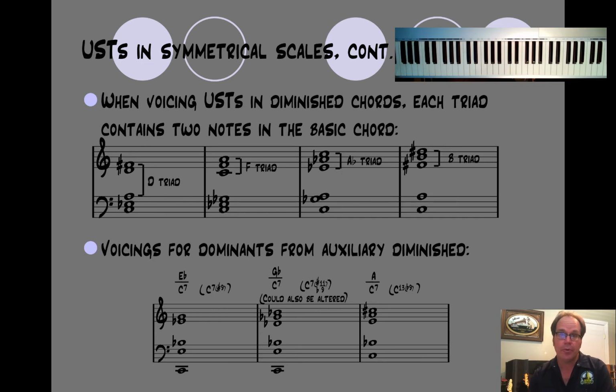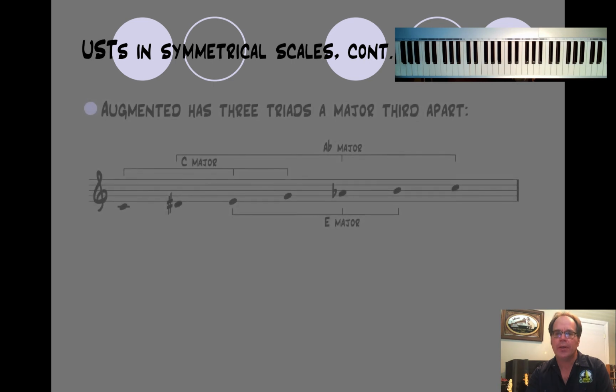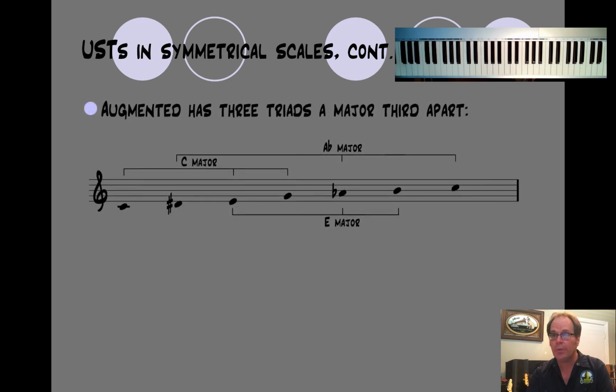The other ones though, they live in auxiliary diminished. The other 2, the E flat and the A. What else do we got? What other symmetrical scales do we have? Well, the augmented scale actually is cool because it's got 3 major triads, a major third apart.